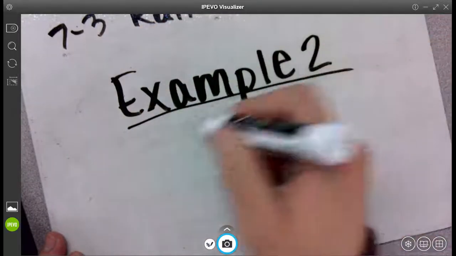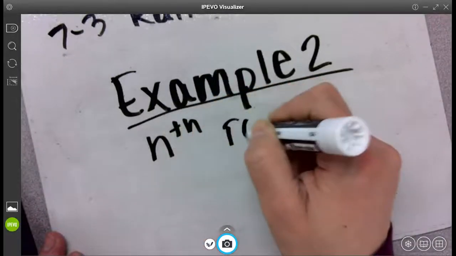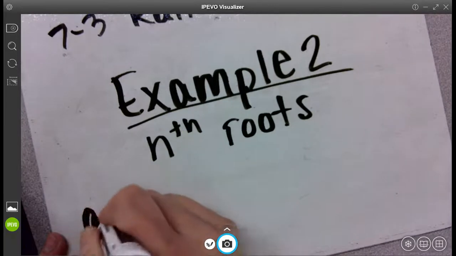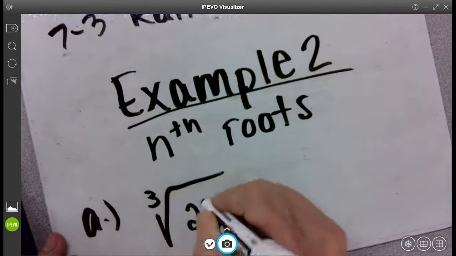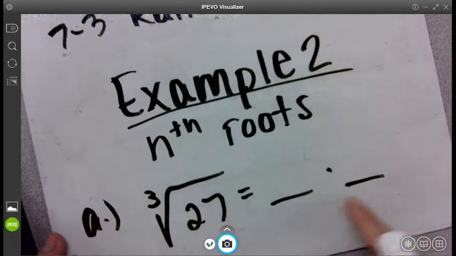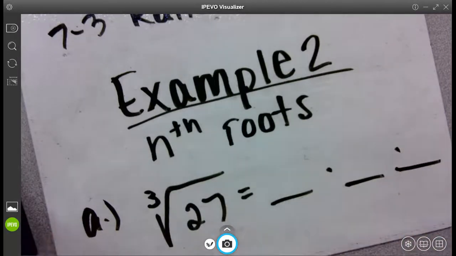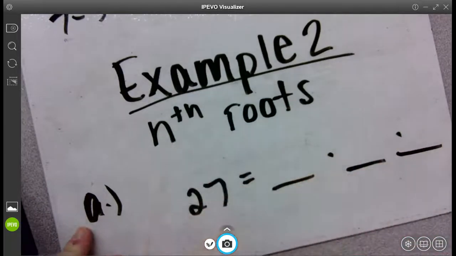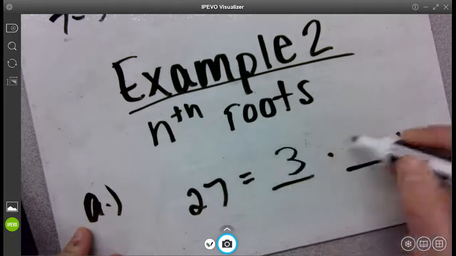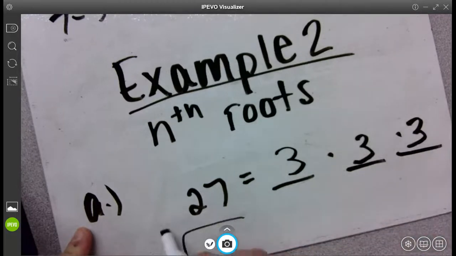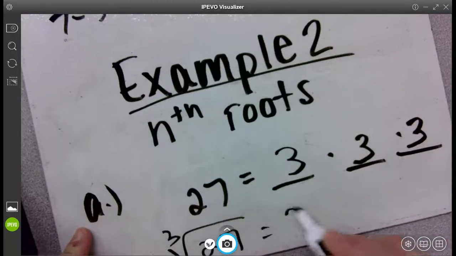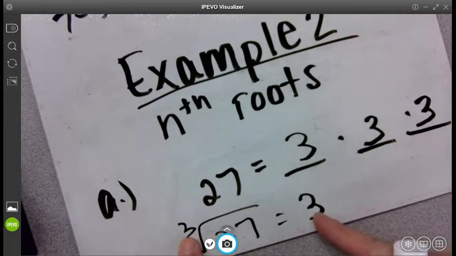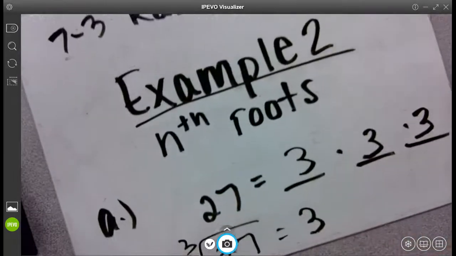Example 2 is called nth roots. So like we said, if I have the cube root of 27, I need a number multiplied how many times? 3 times. What number multiplied 3 times gives you 27? 3 times 3 times 3. So the cube root of 27 is 3. They're saying what number 3 times? 3.